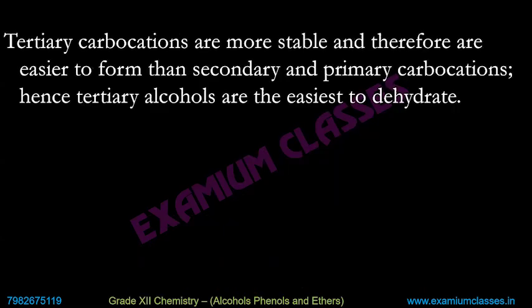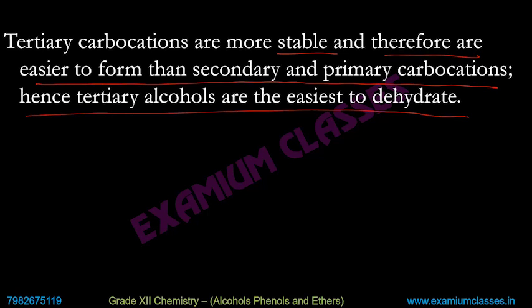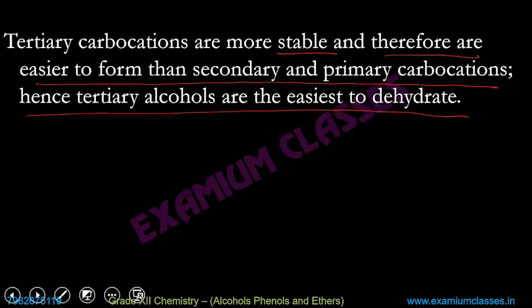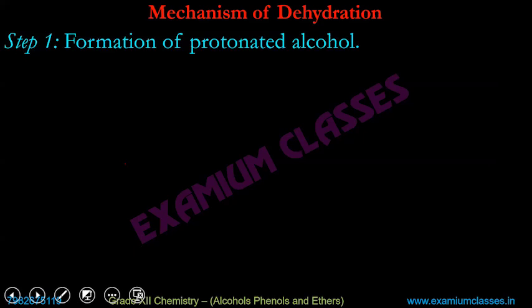Tertiary carbocations are more stable and therefore are easier to form than secondary and primary carbocations. Hence, tertiary alcohols are easiest to dehydrate. So if the reason is asked, this bond is being broken and this bond is being broken, which means it can form a tertiary carbocation. The tertiary carbocation is more stable when formed. That's why it is easier. Okay.